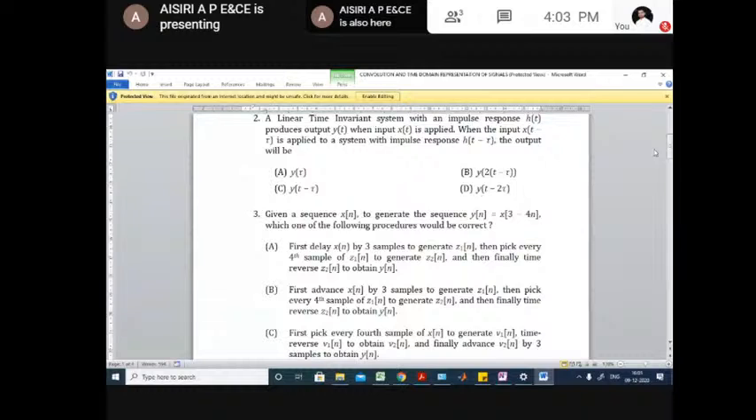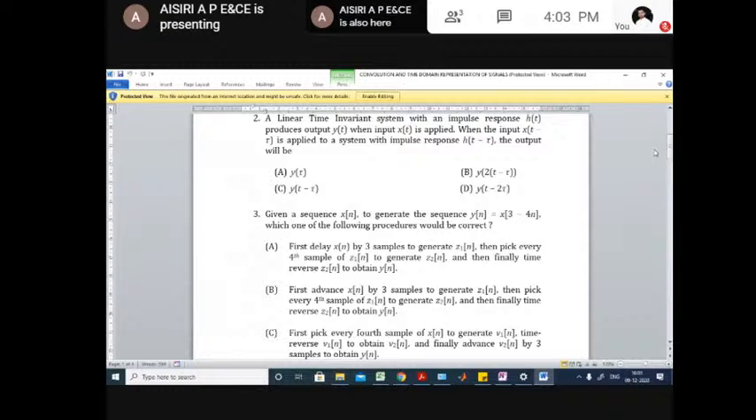So for this, it is always better to follow this convention wherein you perform shifting first, then you perform scaling, and later you perform reflection. So here you have to decide what the answer is by examining all of the options that you have.